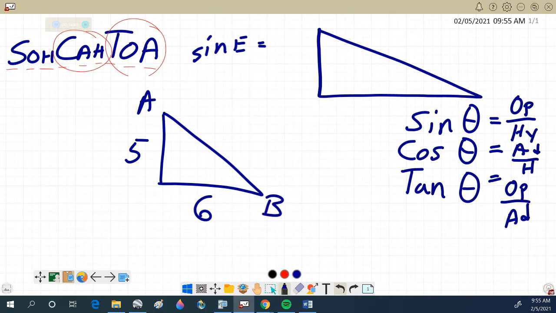So, if I had this triangle and I wanted to know what is the sine of B, how would I get that? We have to use the Pythagorean theorem. So the Pythagorean theorem says a squared plus b squared equals c squared.